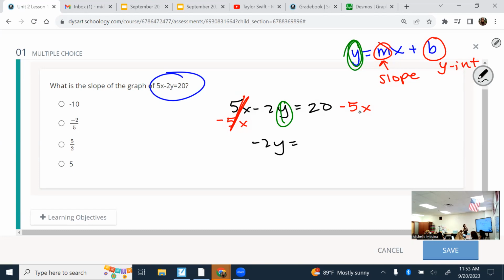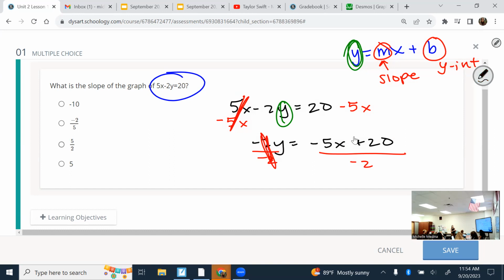What I could do though, to make it look more like slope-intercept form, is write the x term first, so minus 5x, and then plus 20, because that 20 is positive. Just so that it's in this order, it makes it a little bit easier. The y is still not alone though, so look at what's being done to it. What's the opposite of multiplying by -2? So we're going to divide by -2. Whatever you do on one side, you do to the other side.